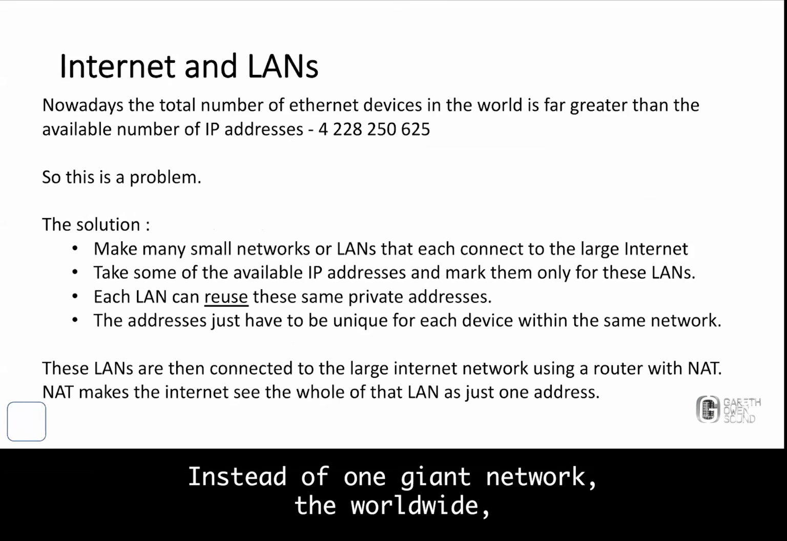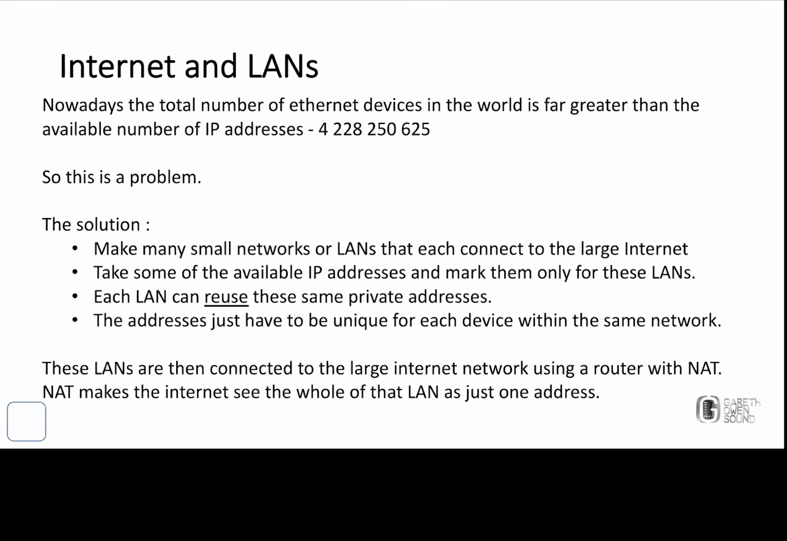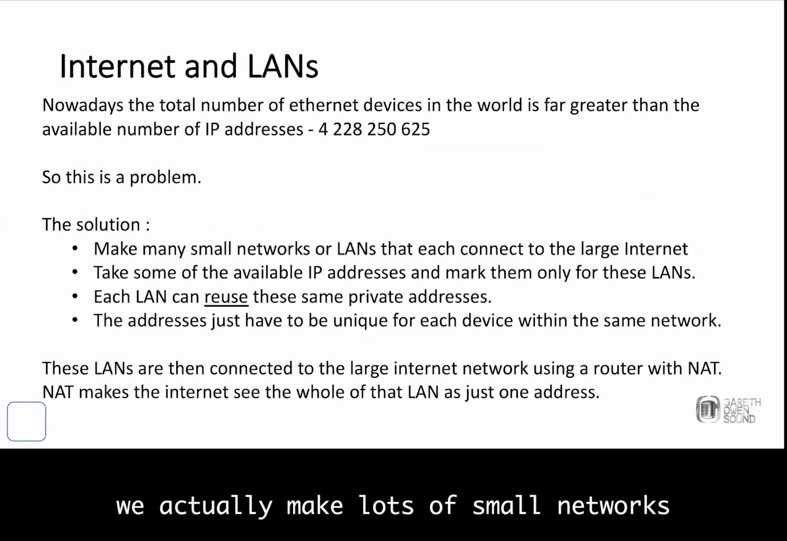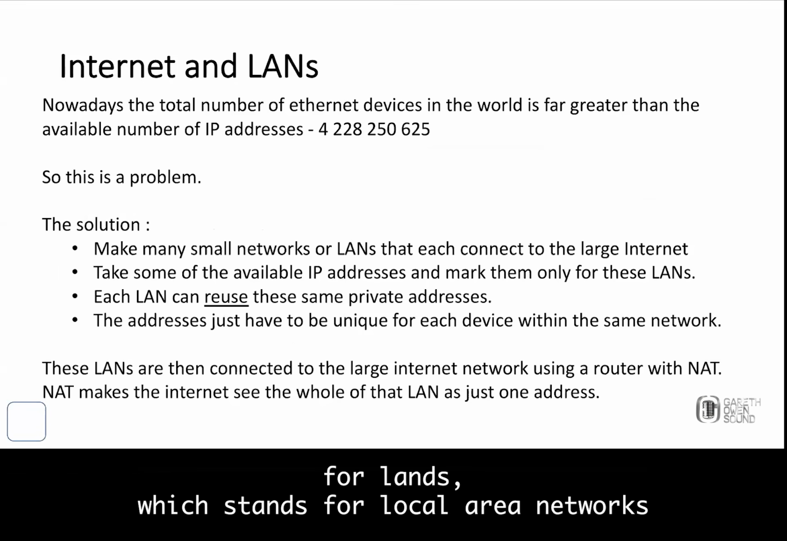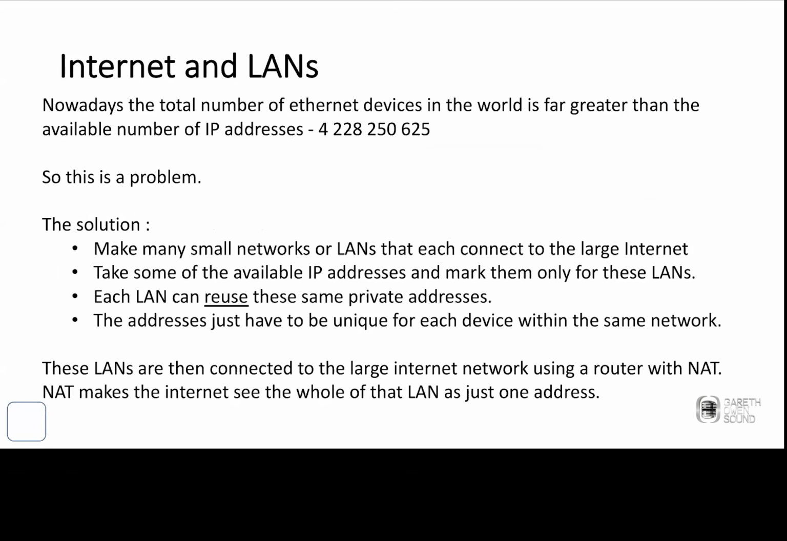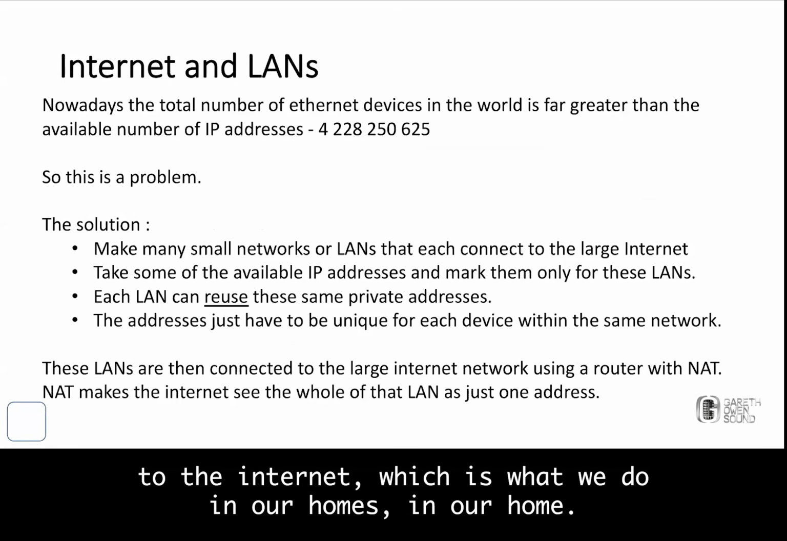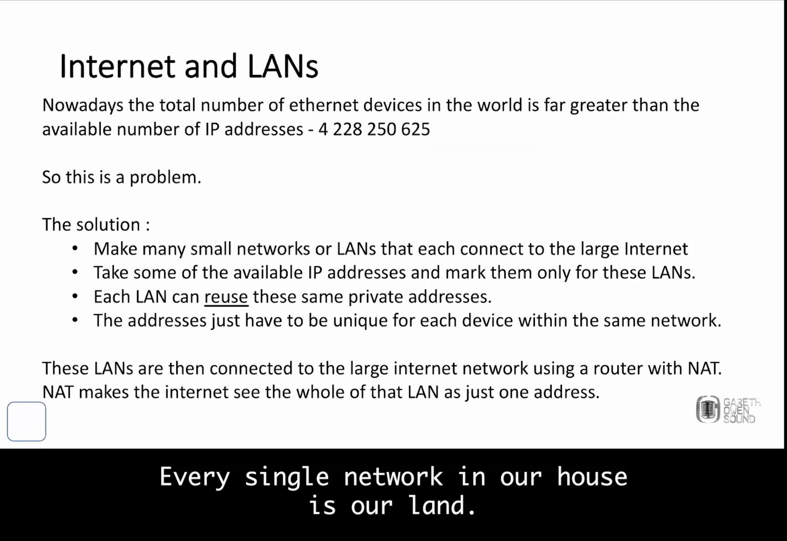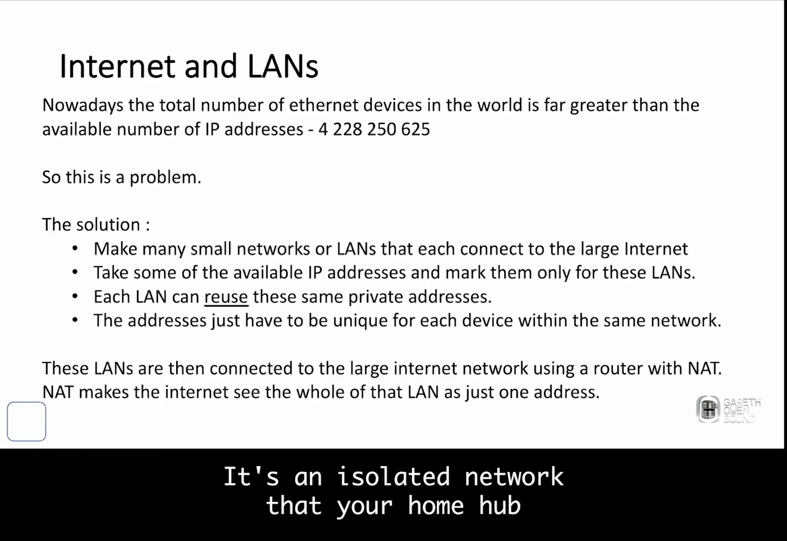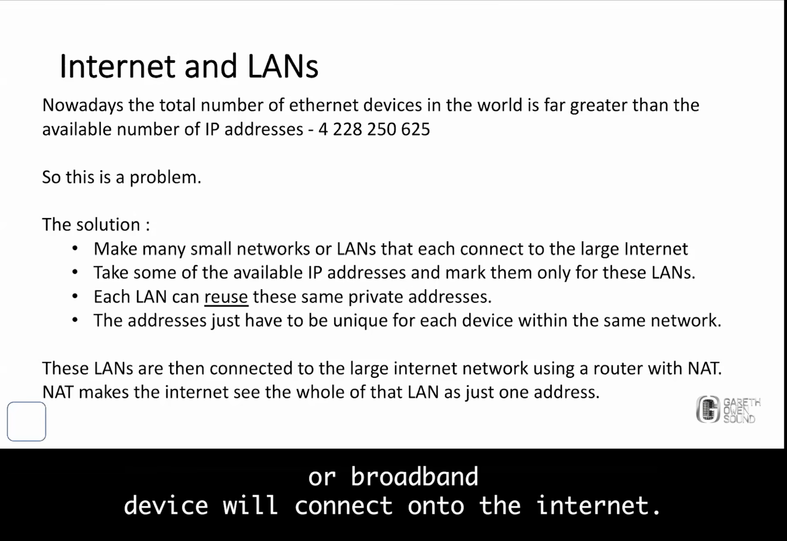Instead of one giant network worldwide, we make lots of small networks, or LANs, which stands for local area networks. If we want to, we can connect these smaller networks to the internet, which is what we do in our homes. In our home, every single network in our house is a LAN. It's an isolated network that your home hub or the broadband device will connect onto the internet.